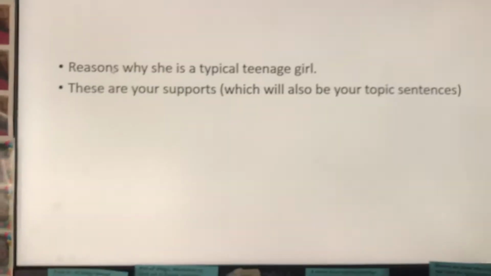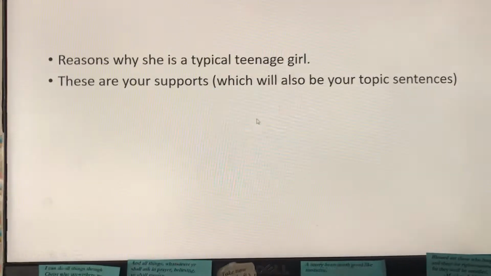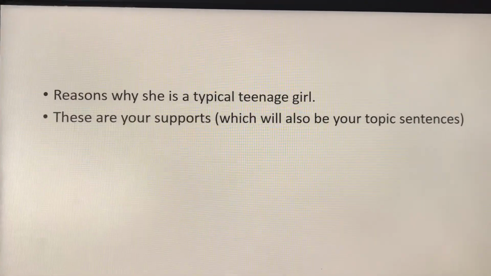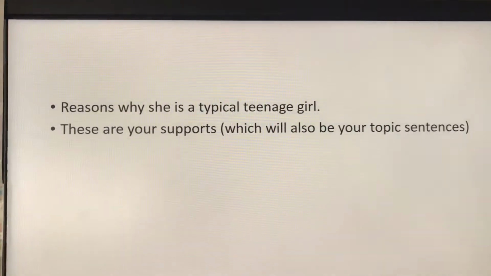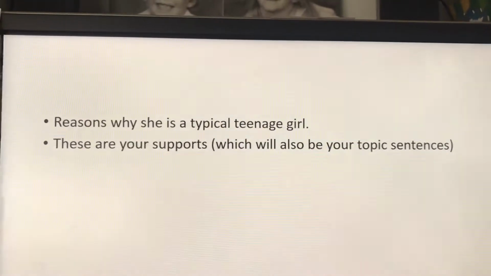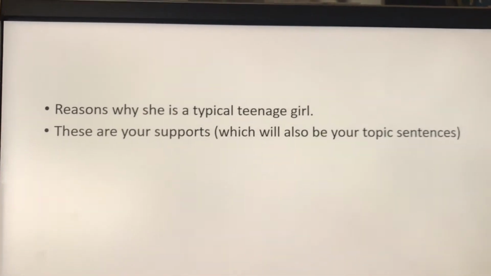And then the next thing that we need to do is come up with reasons why she is a typical teenage girl, because those are going to be your supports, which will also be your topic sentences in your body paragraphs. So let's think for a second about Connie. Why is she a typical teenage girl? I could say she's typical because she doesn't get along with her parents.